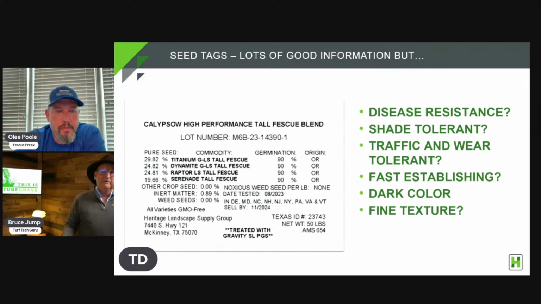This is why we buy grass seed. We want it to do something, and those are the things it does for us. Like if you're a lawn care applicator, you want a high quality turf that keeps your customers happy, so your customers stay with you, right? Yes, sir. If you're a fescue freak and you want to win lawn of the month, you have lawn of the month every month, Oli.